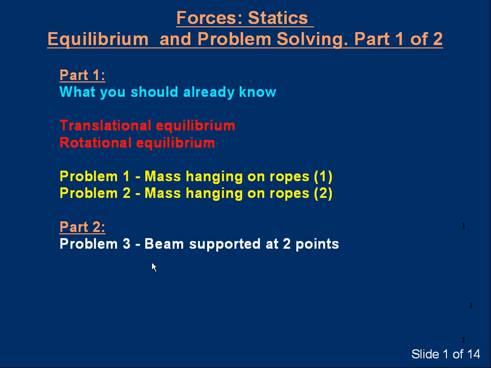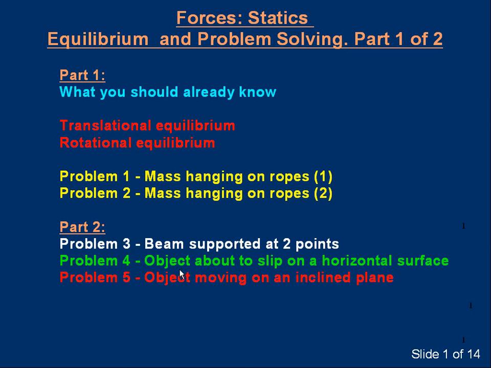Problem 3, another very common type of problem, a beam supported at 2 points with a load. It could be a bridge supported at 2 points with a car in it, for example. How do you get the force on the bridge from the supports? Problem 4, typical problem you can come across, object is about to slip on a horizontal surface because it's being pulled sideways by a force at an angle to the horizontal. How do you get the coefficient of friction?